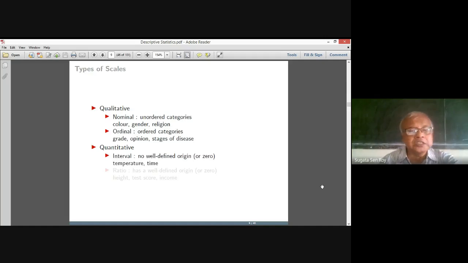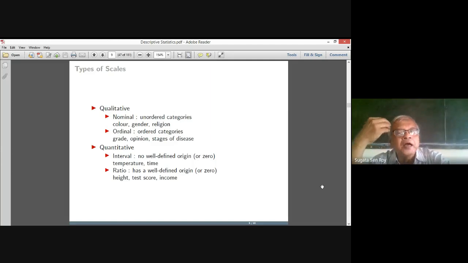Quantitative data, again, there are 2 types, interval and ratio. These are numbers, but interval has no well-defined origin. Ratio has a well-defined origin as well. For example, temperature, time, etc., these are interval scales, but not ratio. Height, test score, incomes are ratio scales. It has a well-defined 0.